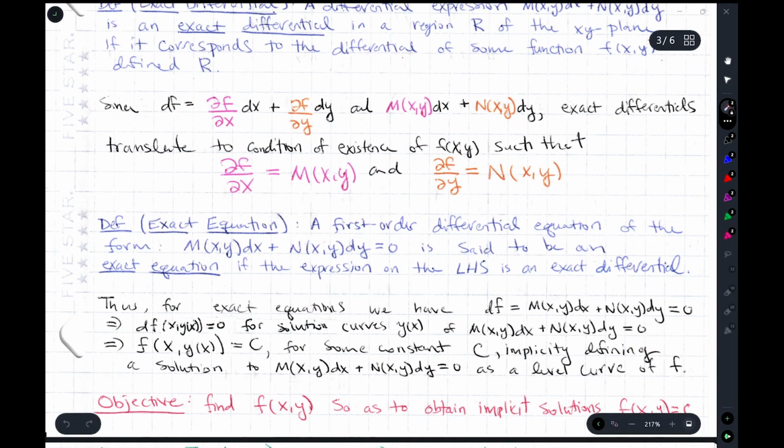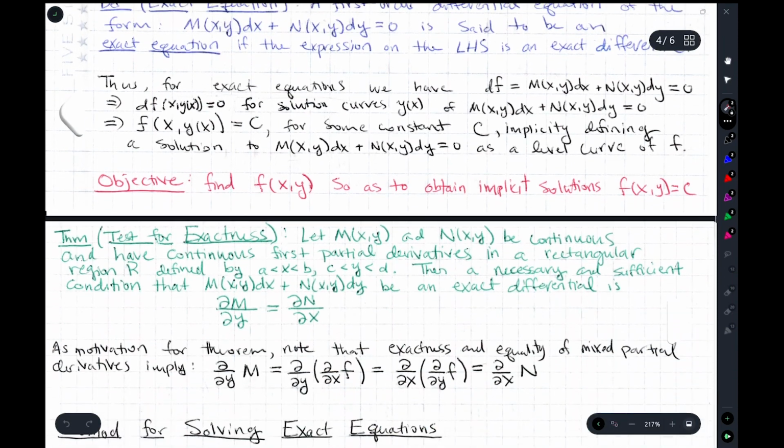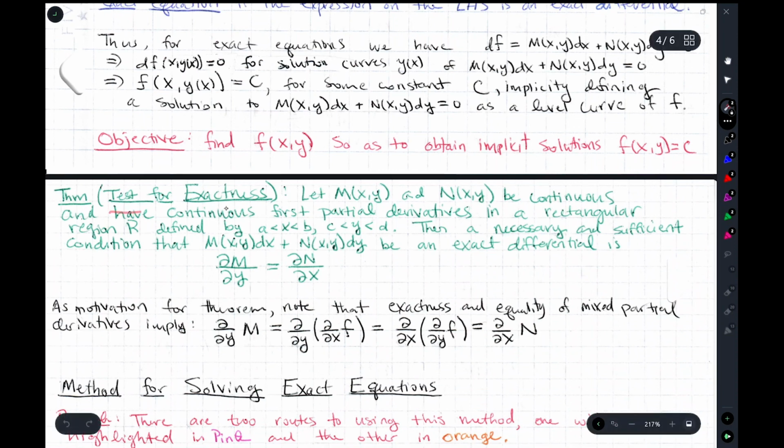Now, if we are given a differential equation in this form, how do we know that it is an exact equation, right? I mean, you'd want to find some f and take the differential of it and show that partial f partial x equals M and partial f partial y equals N. Well, that's not a straightforward thing to do, to find that function. So we're going to want a test for exactness. Okay, so this theorem provides that.